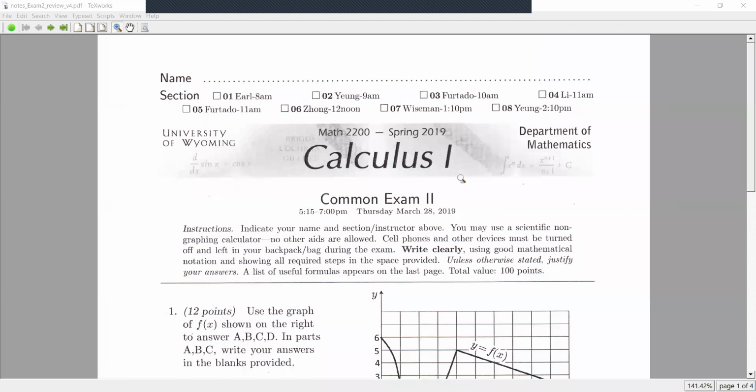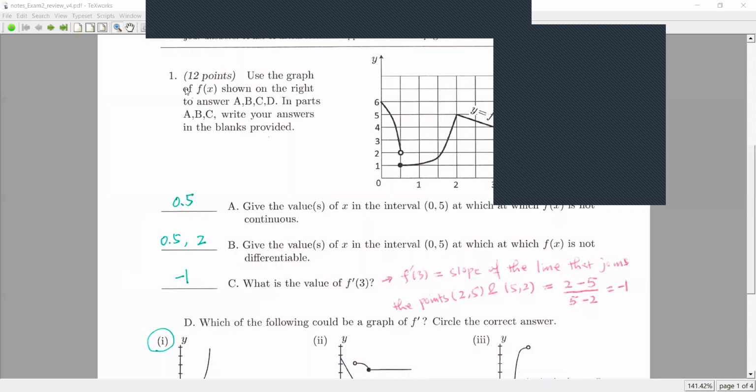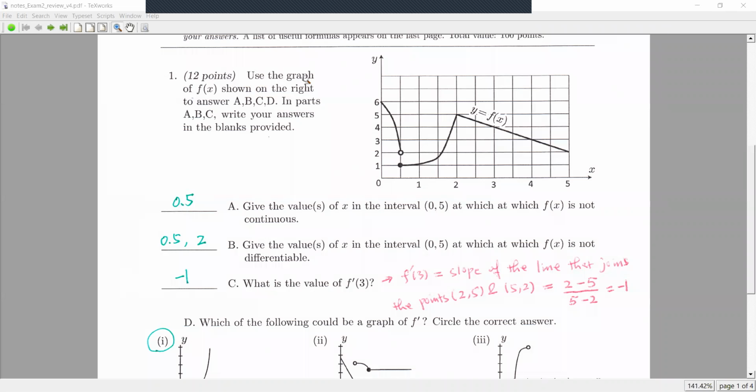Now I present exam 2, Sprint 19. Problem 1. Use the graph of function f shown on the right to answer the questions A, B, C, and D. Question A. Give the values of x in the open interval between 0 and 5, at which the function f is not continuous.